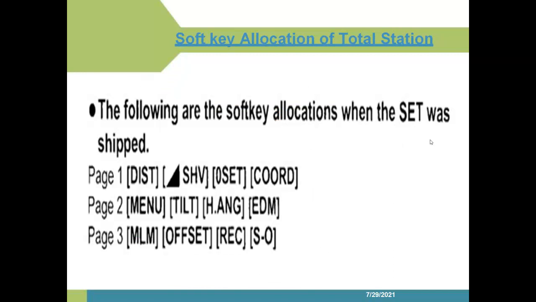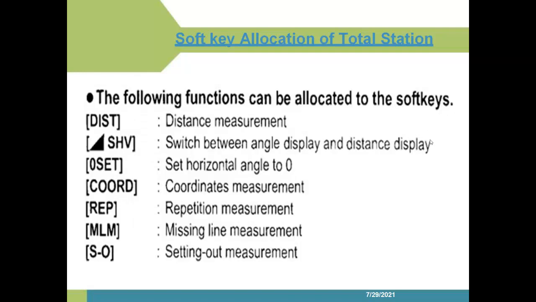After that, soft key allocation. In the soft key allocation, the basic set of soft keys is the menu, tilt and EDM, MLM, offset, REC and distance coordinate set. So this is the soft key allocation. TAST means distance measurement, SHV means switch between the angle display and distance display.